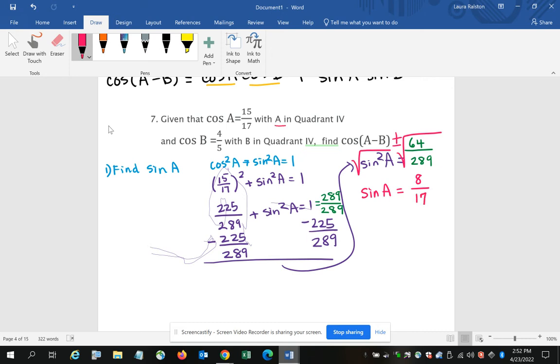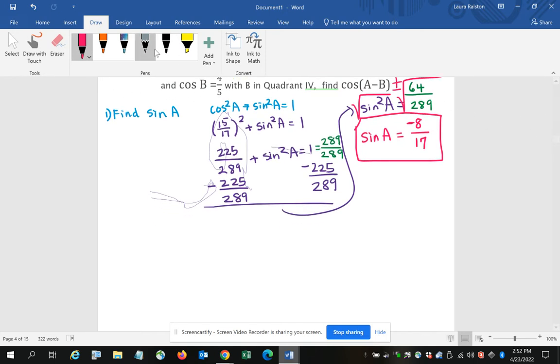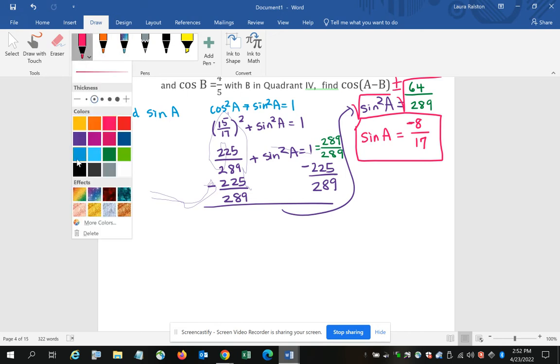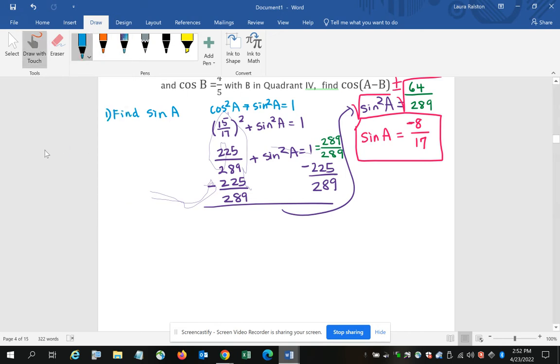Remember, angle A is in quadrant 4. In quadrant 4, we have a positive and then a negative. So the y, which is the sine, is negative. So sine of A is negative 8/17. Then we've got to go back, start over, and we need to find sine of B.